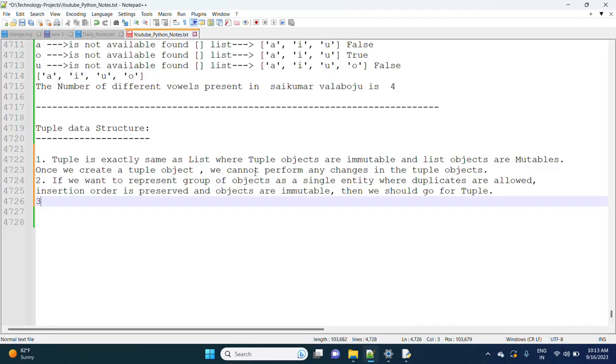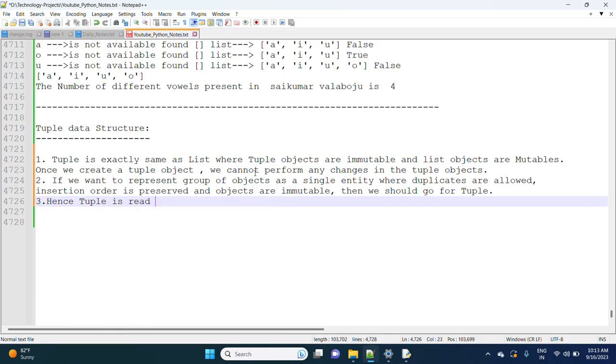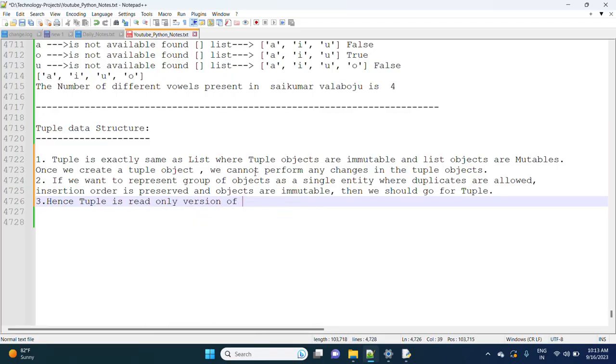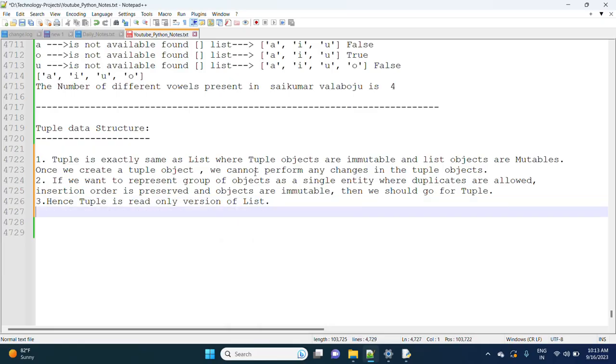So the third point: by using these two points we can say that tuple is a read only version of list. Tuple is a read only version of list.